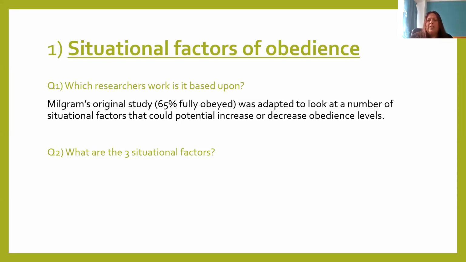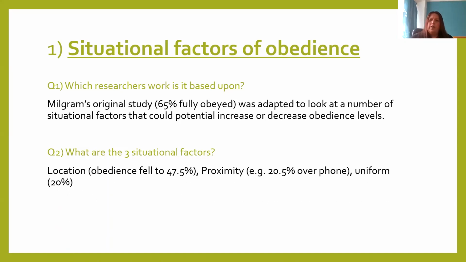There are 3 situational factors of obedience. What are those 3 situational factors that would either increase or decrease obedience? Just think for a moment, what are those? Firstly, we have location. Milgram decided to change the location from his original. The original one took place in a university, and we know that this is a prestigious university, well recognised for its work and research. What about if we change that location?